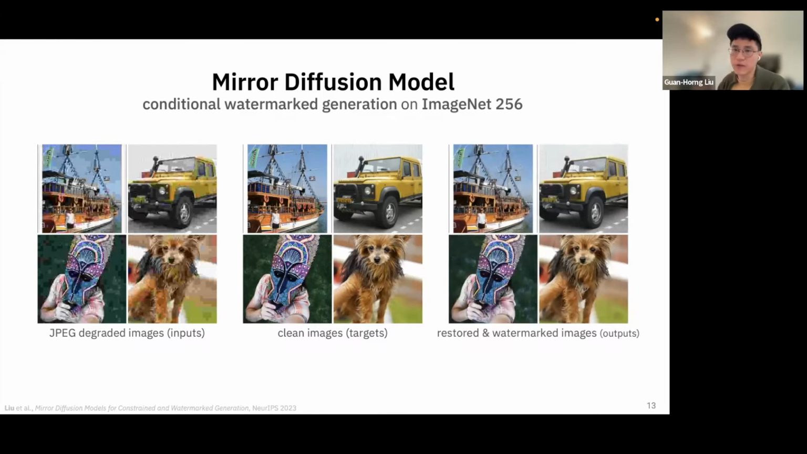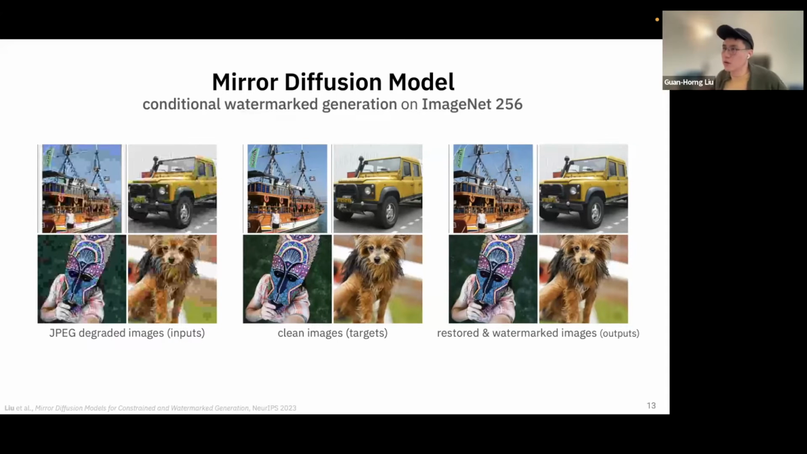And this is the result of mirror diffusion, shown on the right. Again, we see that mirror diffusion can successfully restore the clean images, but at the same time also watermark these images. So all you do here is you have a diffusion model that you can condition on degraded images to generate these clean images, and then you additionally apply your constraint and generate images that are in the constraint set and are thus watermarked.